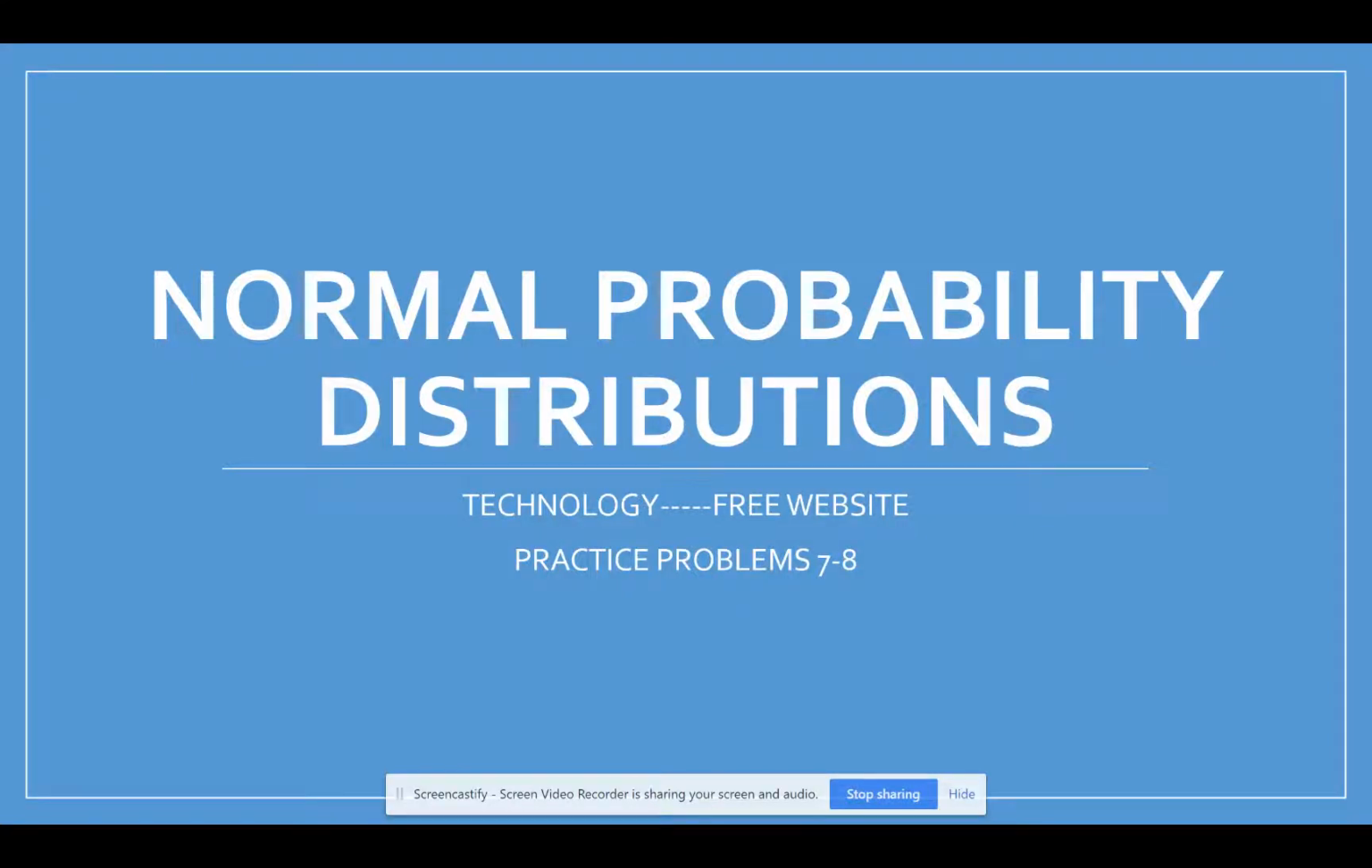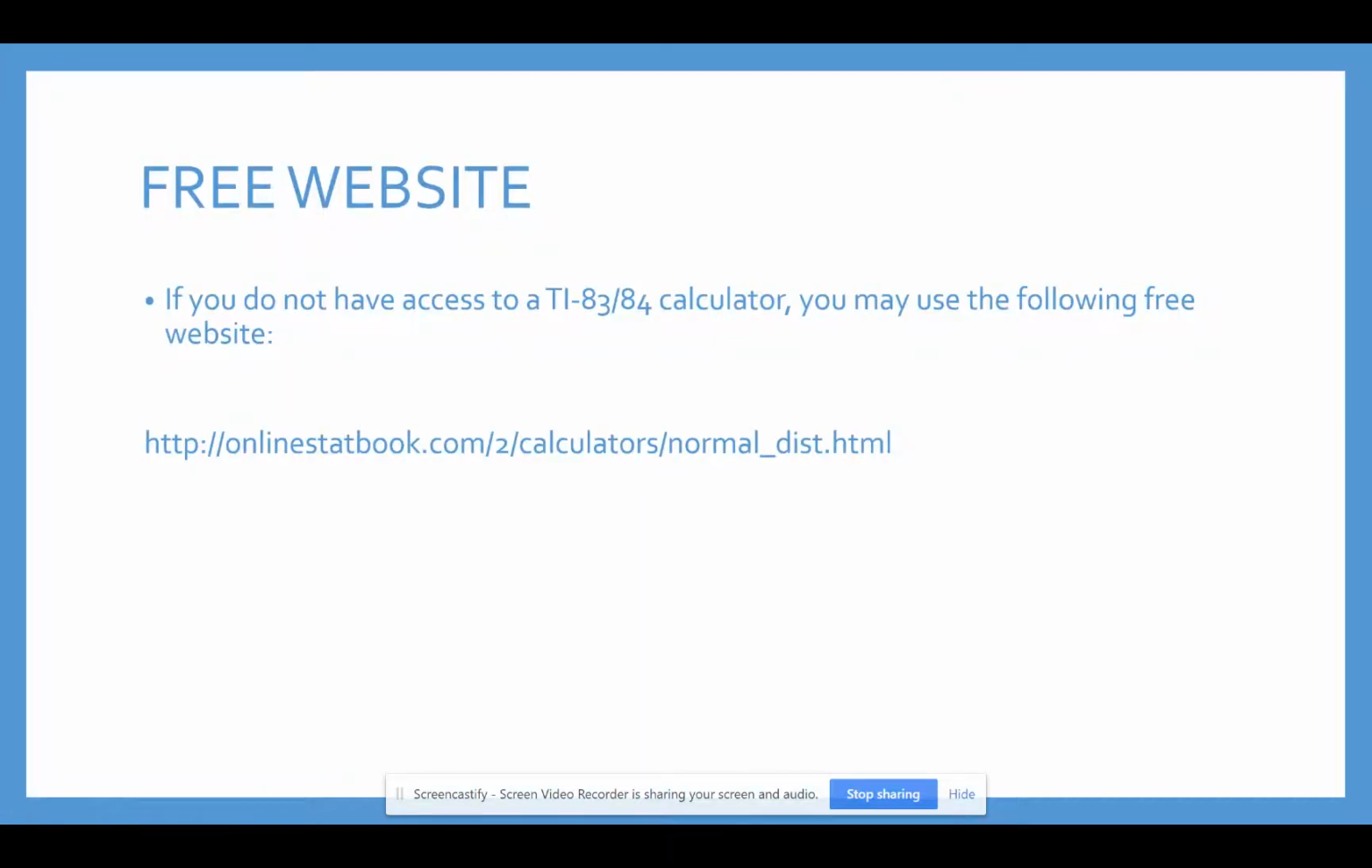In Module 2, Lesson 5, we've been talking about normal probability distributions. I've shown you how to use a TI-83/84 calculator to work the problems, but if you don't have access to a calculator, there is a free website that you can use to work through the problems. I'm going to show you how to use that free website using practice problems numbers 7 and 8. Here's the link to the free website that you can use if you don't have access to the TI-83 or 84 calculator. You can simply copy and paste it into your browser.